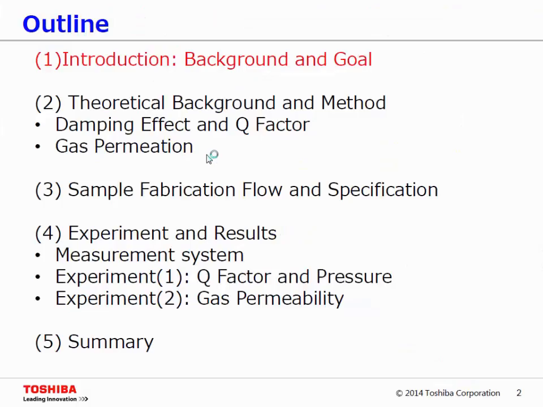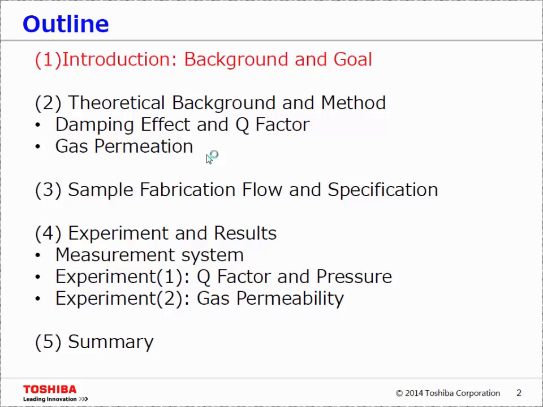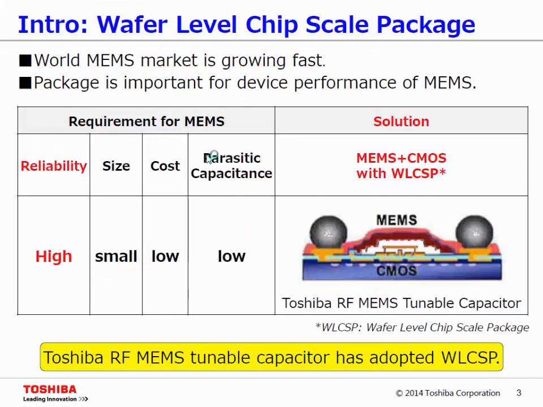Okay, so this is the outline of my talk. First, I'm going to introduce my background and the goal of this work, followed by a brief overview of the theoretical background and the method we're going to use for the coming experiment. And then I'm going to explain how we fabricate the sample and its specification, followed by the experiment and result. Let's start with the introduction.